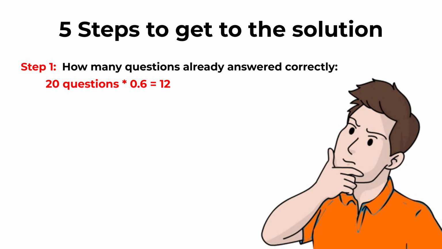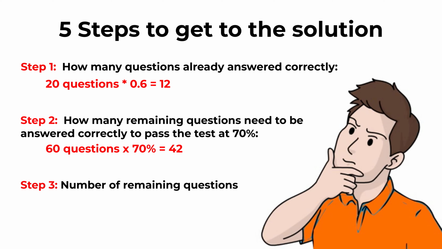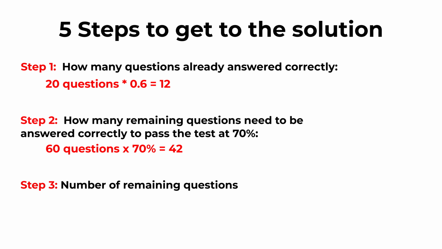In the next phase, we need to determine how many questions need to be answered correctly to pass the test at a 70% rate. So if there are 60 questions total on the test and we need to pass it at a 70% rate, we will get to 42 questions that need to be answered correctly to get a passing rate of 70%. In the next phase, we need to calculate how many questions remain on the test. To do this, we need to subtract 20 from 60, and it tells us that 40 questions are still remaining.